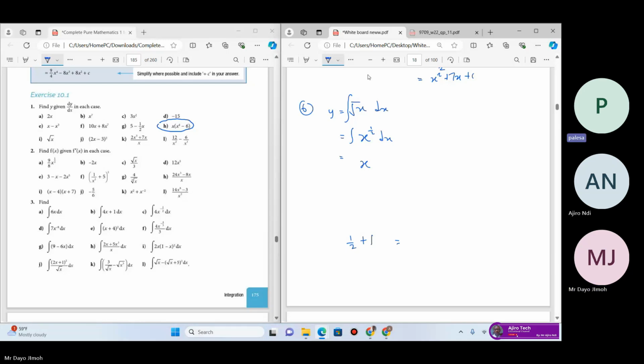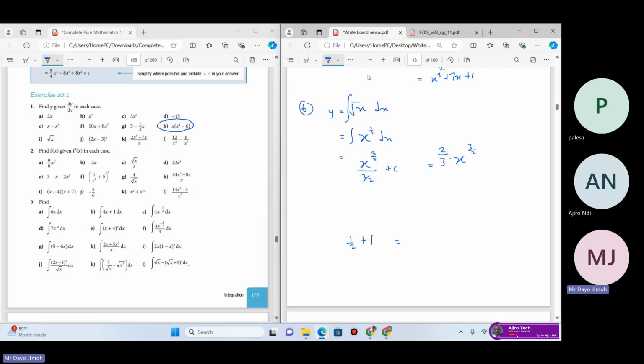3 over 2. Then divided by 3 over 2, plus c. This gives us x to the power 3 over 2, divided by 3 over 2. Now, this 3 over 2 is dividing, right? If I bring it to the numerator, I'll turn it upside down. Do you agree? Can I write 2 over 3 multiplying x to the power 3 over 2?